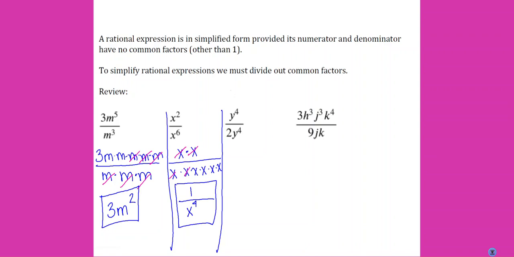In the third one, they both have y to the 4th, so those would cancel out. Again, since nothing's left in the numerator, we leave a 1 there, and all that's left in the denominator is 2, so this simplifies just to 1/2.